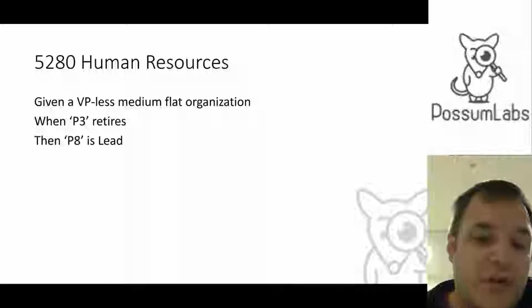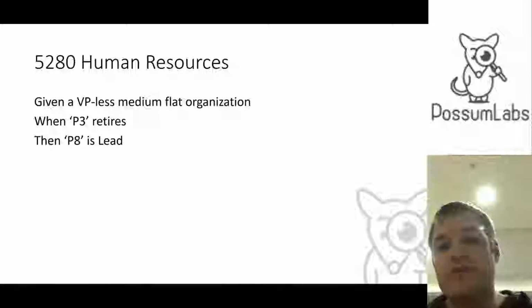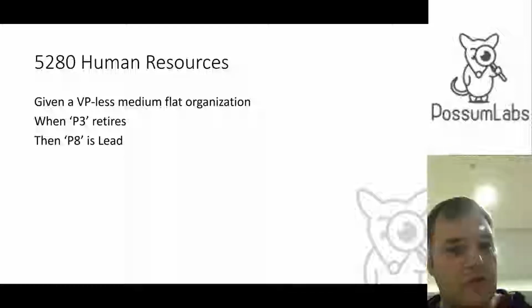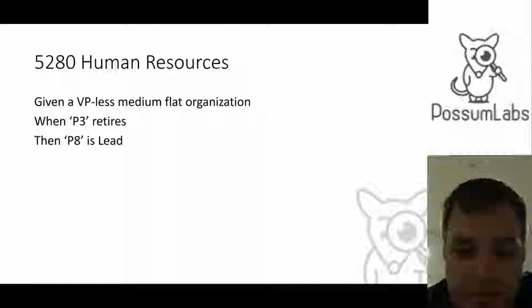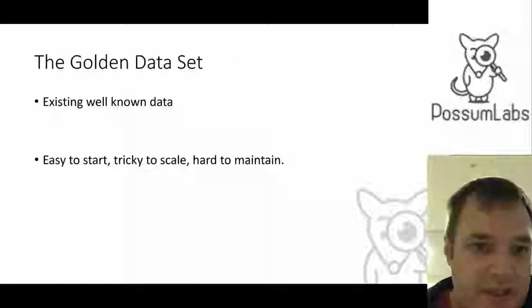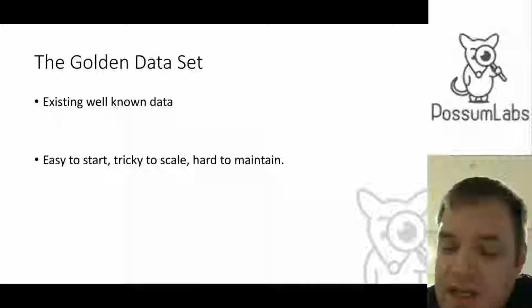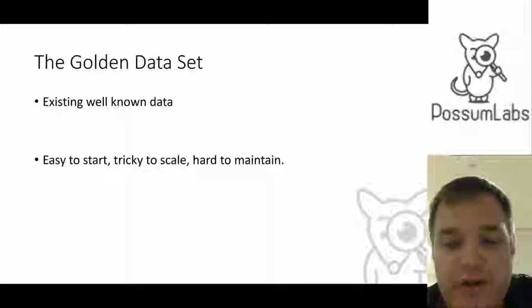So in that case, you would do something like golden data, right? You'd say like, hey, we're going to have these well-defined organizations. And this way everyone knows what these look like and you can look up exactly who P3 and who P8 is in these organizations. Again, the looking up is going to become difficult, right? This is the problem with golden data. You assume that everyone has this well-known existing data. It's really easy to get started and it's really difficult to scale and exceptionally hard to maintain.